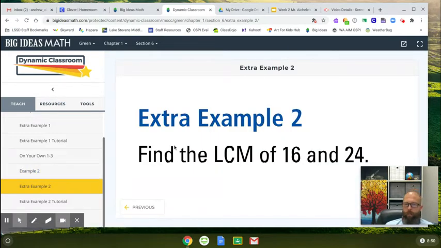Find the least common multiple of 16 and 24. So write that down and try it using the factor trees. And then pause your video and come back and watch this next tutorial.